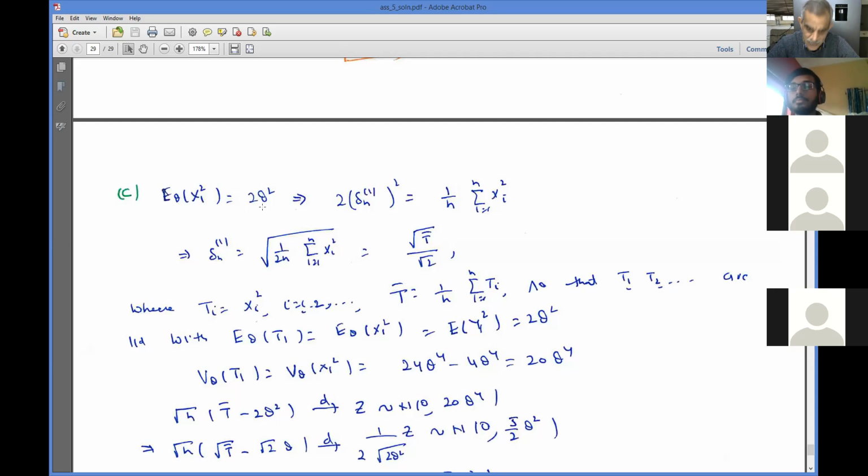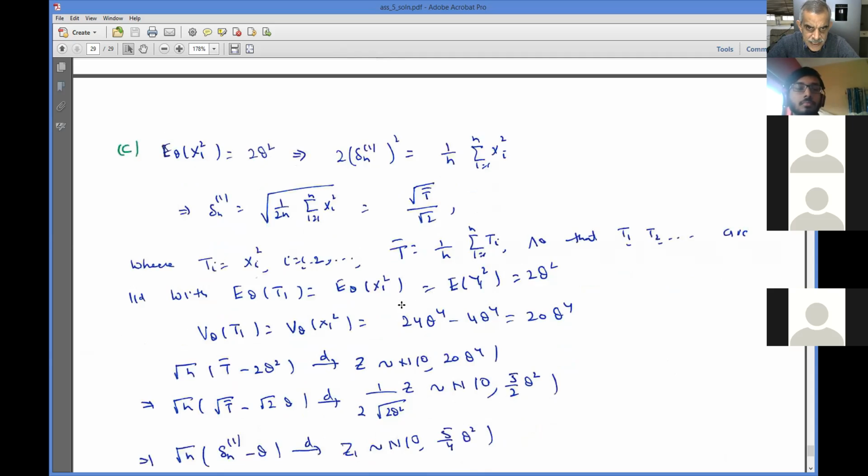X1 square by theta square is 2. So actually expected value of x1 square is 2 theta square, and that is how you get it. So what you are talking about is variance of x1 square. Variance of x1 square would be expected value of x1 to power 4 minus the square of expected value of x1 square.